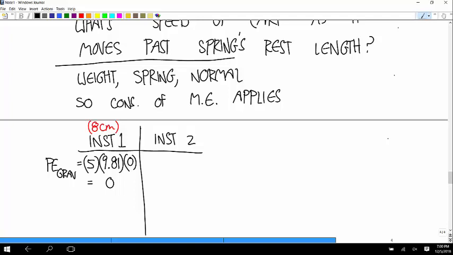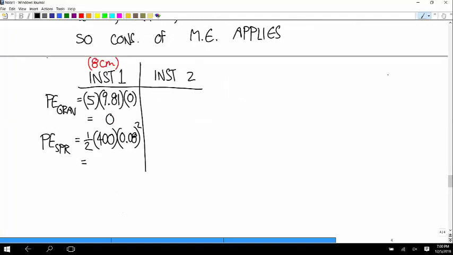And now the potential energy for the spring, that's 1/2 times the spring constant of 400 times 8 centimeters squared. To put it in SI units, we need to write that as 0.08 squared. It's 0.08 meters. And can someone calculate that number for me?